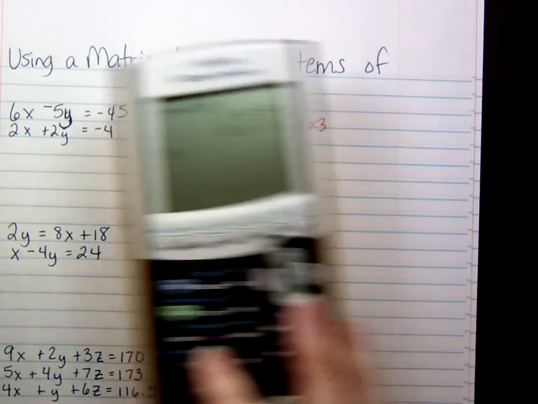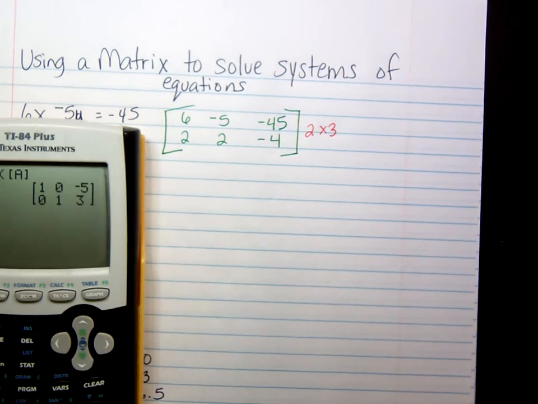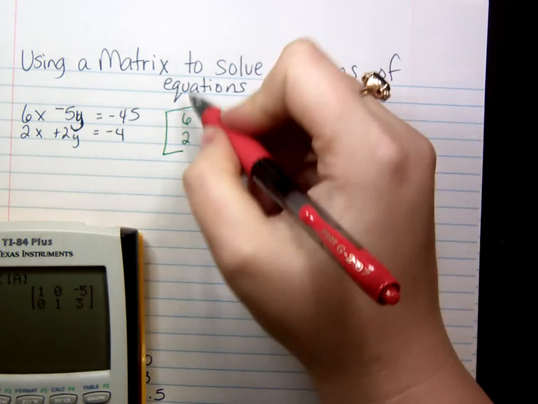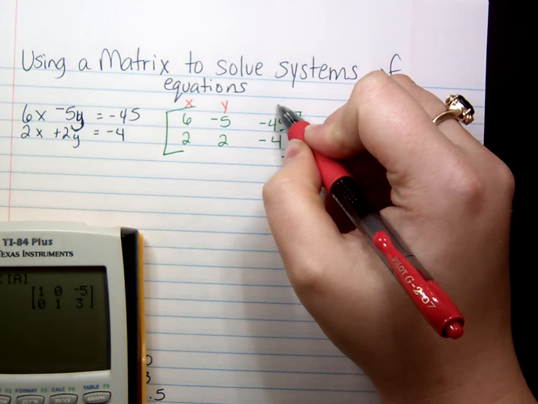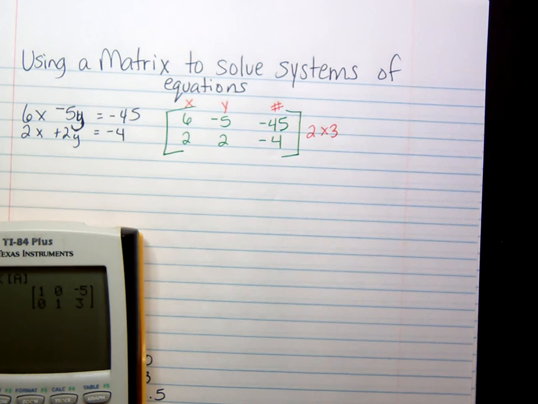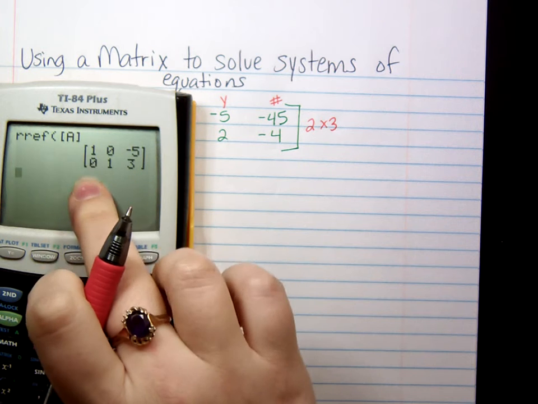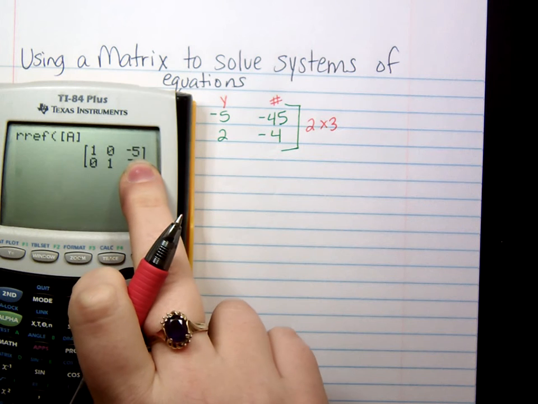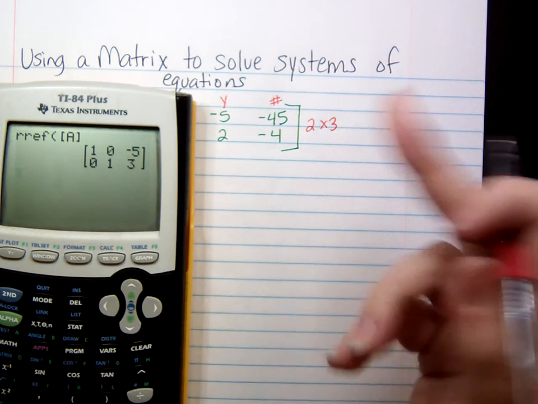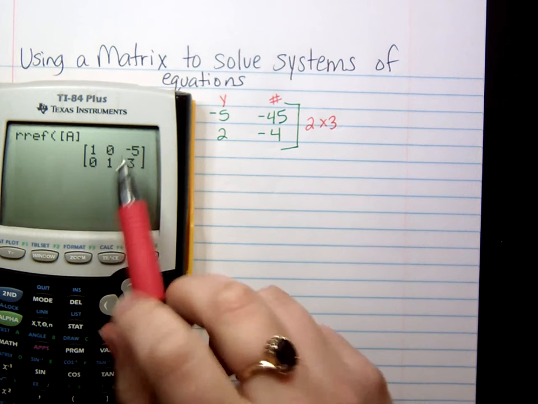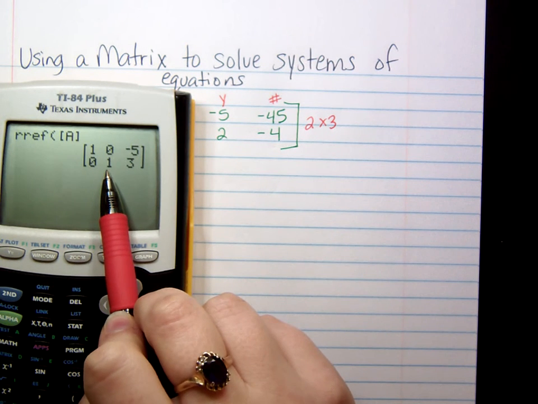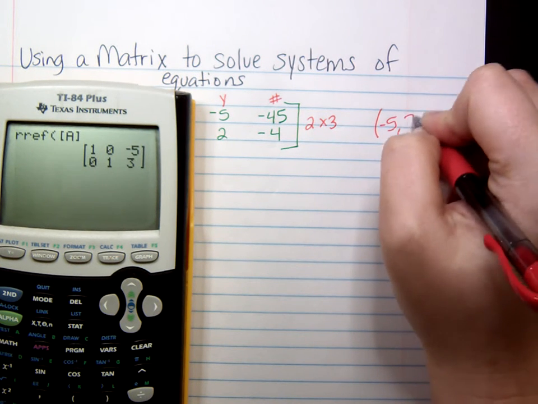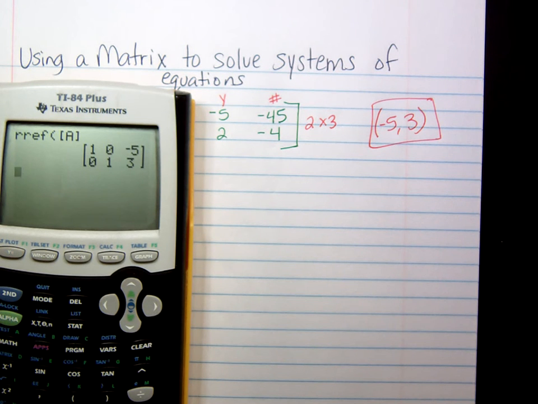Now, the solution needs to be written as an ordered pair or an ordered triple. So let me explain what this looks like. When we wrote this equation, the first column was our x's, the second column was our y's, and the last one was the answer, the numbers. It's the same thing here. The first column is our x. So this says I have 1x, no y's, and negative 5 on the other side. So translation, x is equal to negative 5. On the second row, there's no x, but there is a y. So this says y is equal to 3. So the solution to this system is the point negative 5, 3. And I'm done.